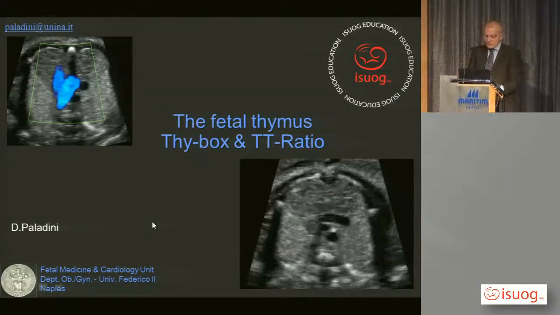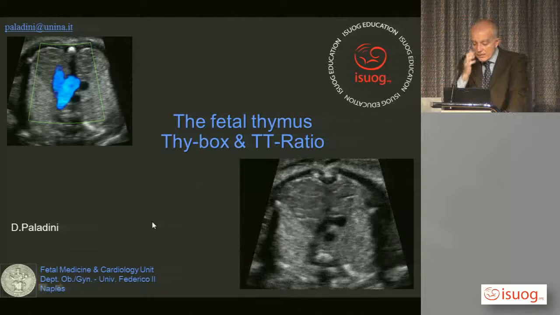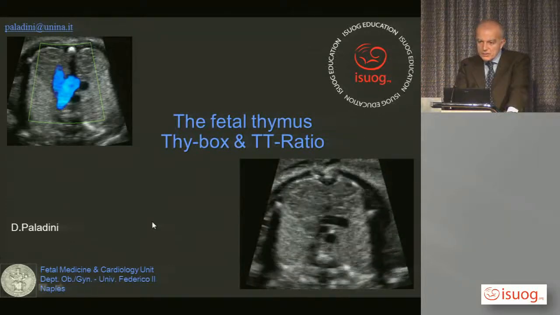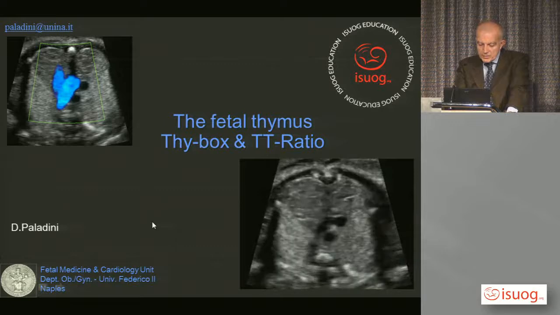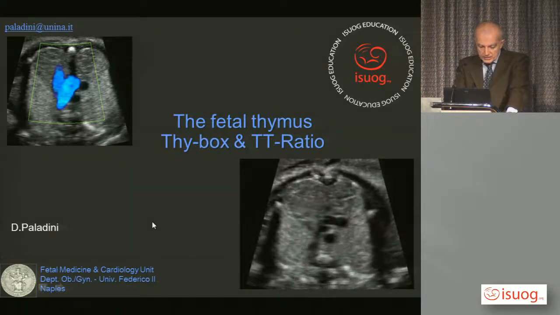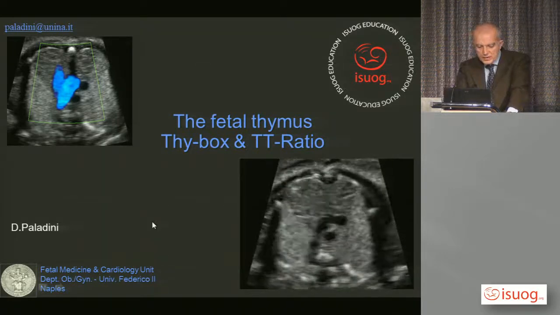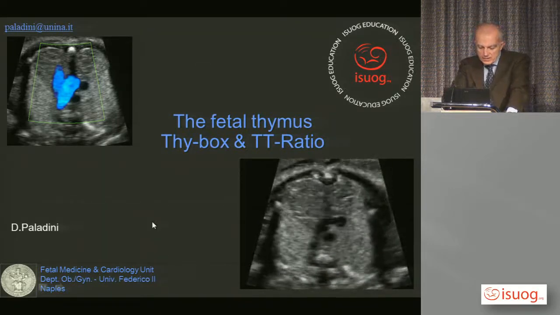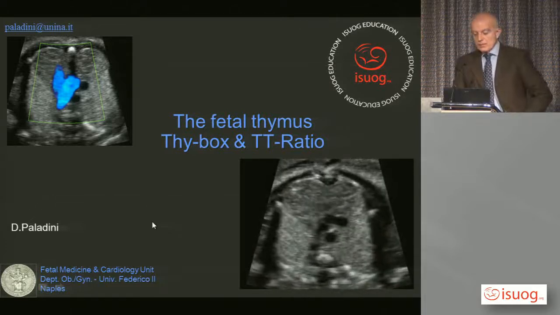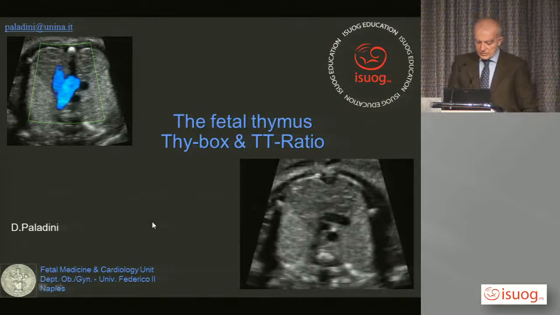Okay, so this is a very short talk on the evaluation of the fetal thymus, and Rabi decided to put together two papers that you should have, I think, in your DVD, that we published on the same issue of the White Journal. Mine deals with the color Doppler and the best way to identify the thymus area, which is the thigh box, I named it this way, and his to objectivate the possible presence of hypoplasia of the thymus with the thymus thoracic ratio, or TT ratio.